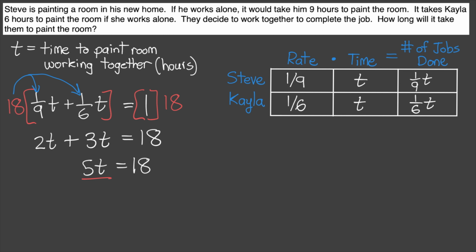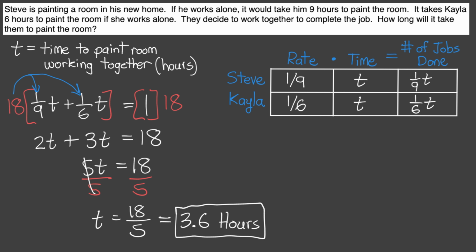We divide both sides by 5 to isolate t. 5's cancel. We're left with t equals 18 divided by 5. Awesome. So now we can simplify that on our calculator. That would be 3.6. And then this is time in hours. So this tells us that if Steve and Kayla team up and work together to paint the room, they can get the job done in 3.6 hours.